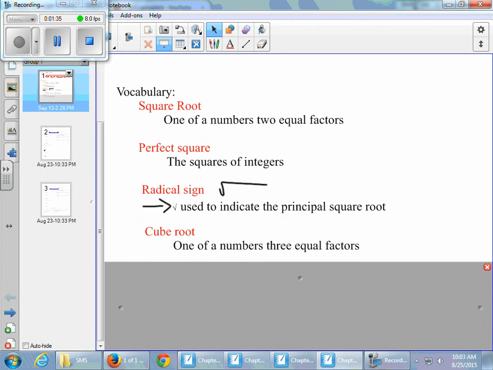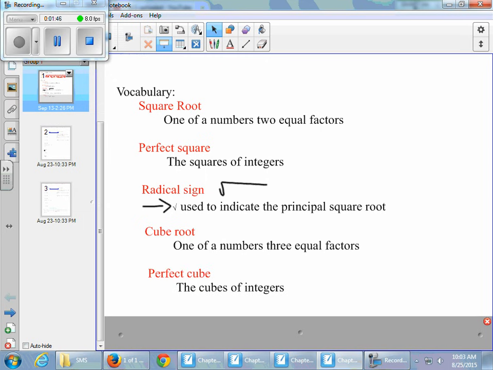Cube root, one of a number's three equal factors. That's a number times itself three times. As we'll get into some examples of those as well. And our last one, a perfect cube, the cubes of integers. And we'll identify perfect cubes as well. Always, you may pause the video, write them down, and then continue when needed.